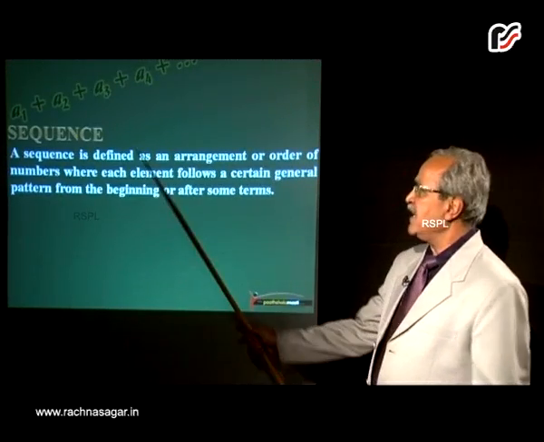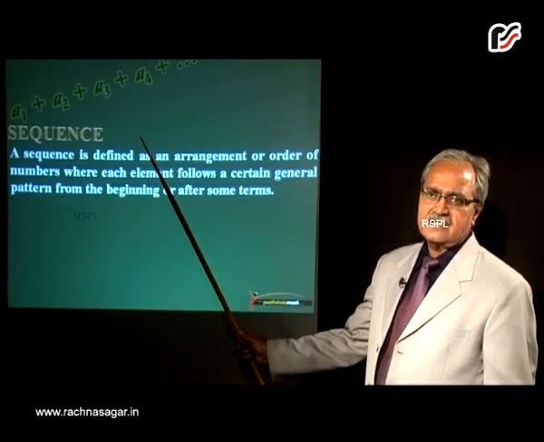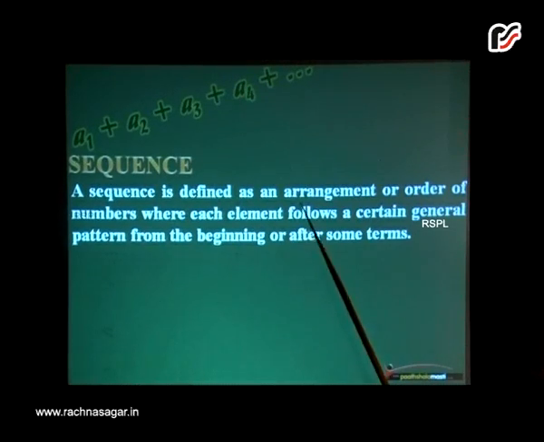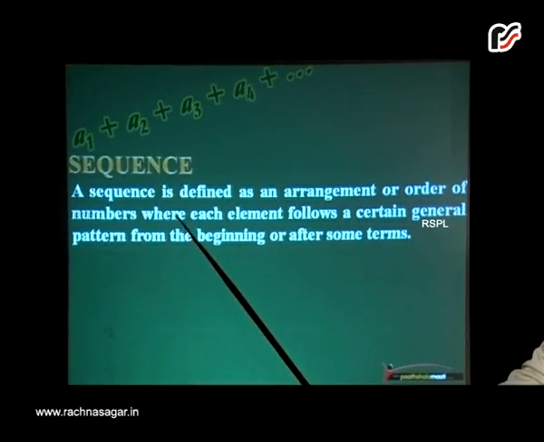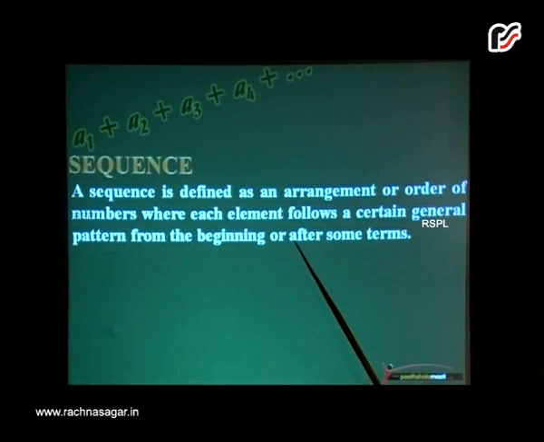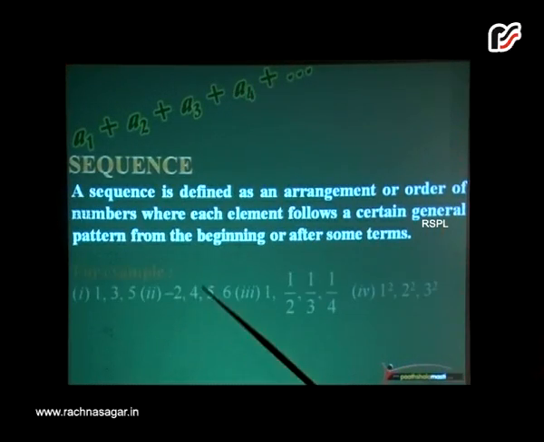The first one is a sequence. A sequence is defined as an arrangement or order of numbers where each element follows a certain general pattern from the beginning or after some terms.